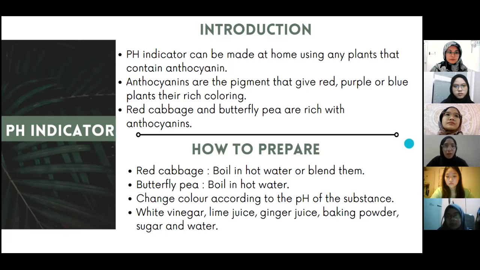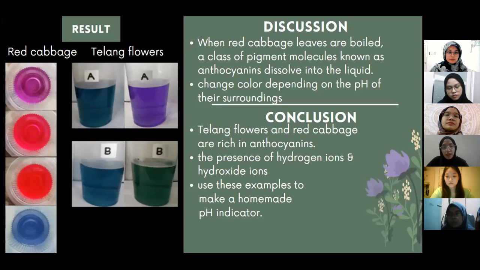For this experiment, we used two types of food plants, which are red cabbage and telang flowers. As we can see from the result, the color changed when we mixed them with selected food items. In discussion, when red cabbage leaves are boiled, anthocyanins dissolve into the liquid. Anthocyanin molecules change color depending on the pH of their surroundings, so they could be used as a pH indicator.